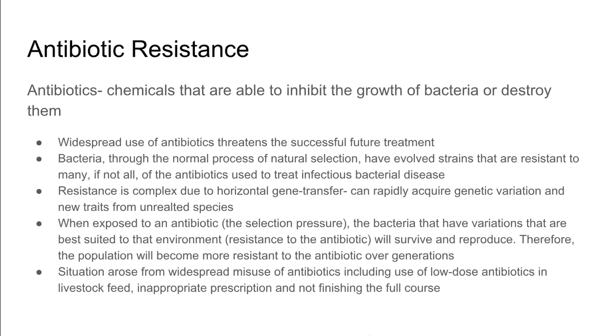The resistance that is seen in bacteria is complex because it's due to horizontal gene transfer. So bacteria can rapidly acquire genetic variation and new traits from unrelated species. When it's exposed to an antibiotic, the selection pressure, the bacteria that have variations that are best suited to that environment, so if they do in fact have the resistance to the antibiotic, will survive and reproduce. Therefore, the population will become more resistant to the antibiotic over many generations.